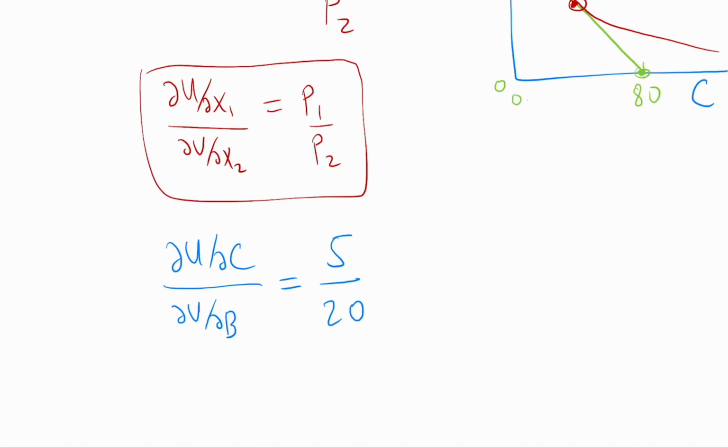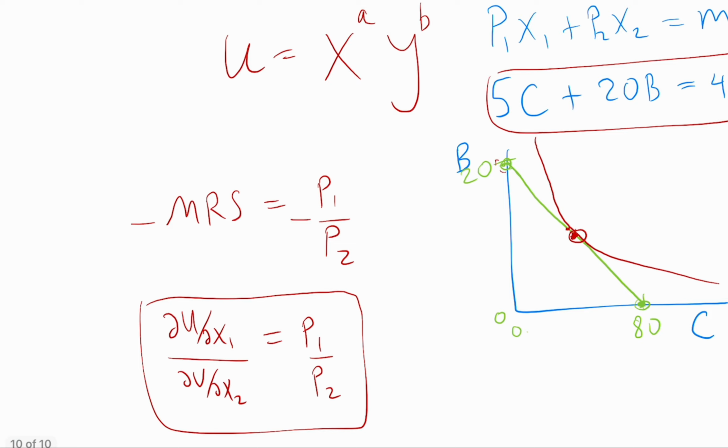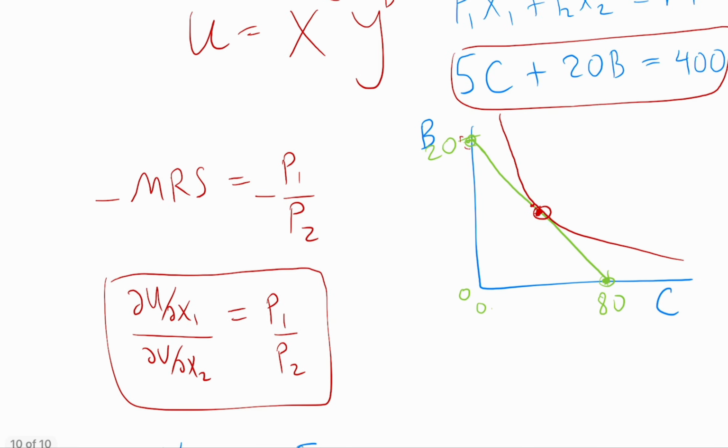So here, derivative with respect to coffees is the numerator here, price of coffees is the numerator here, derivative with respect to books is the denominator here, price of books is the denominator there. So we're going to set this ratio equal to each other, and now it's just a matter of algebra. So now we're going to have a system of equations where one equation is this. The other equation is just our budget constraint because we've got to be somewhere on that green line.